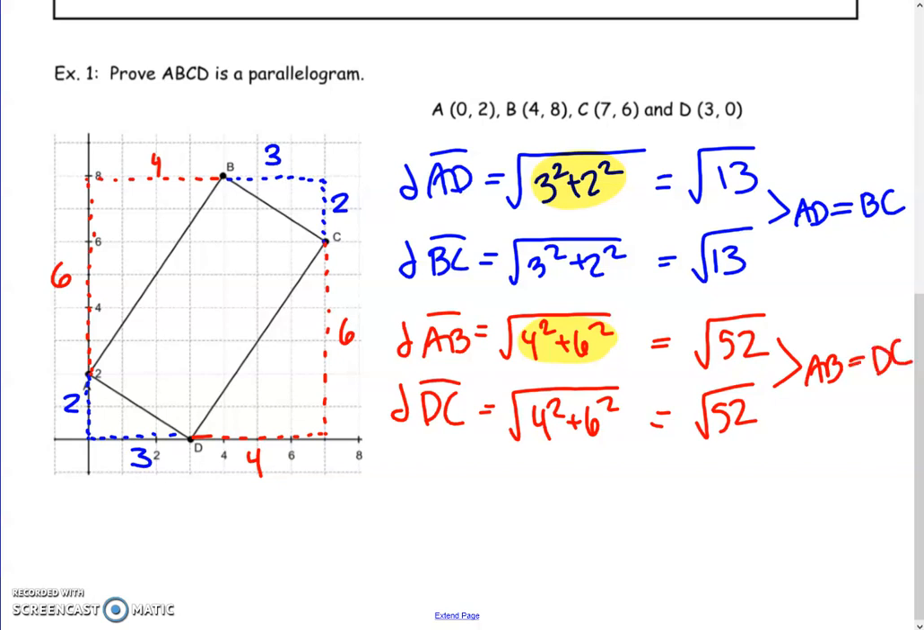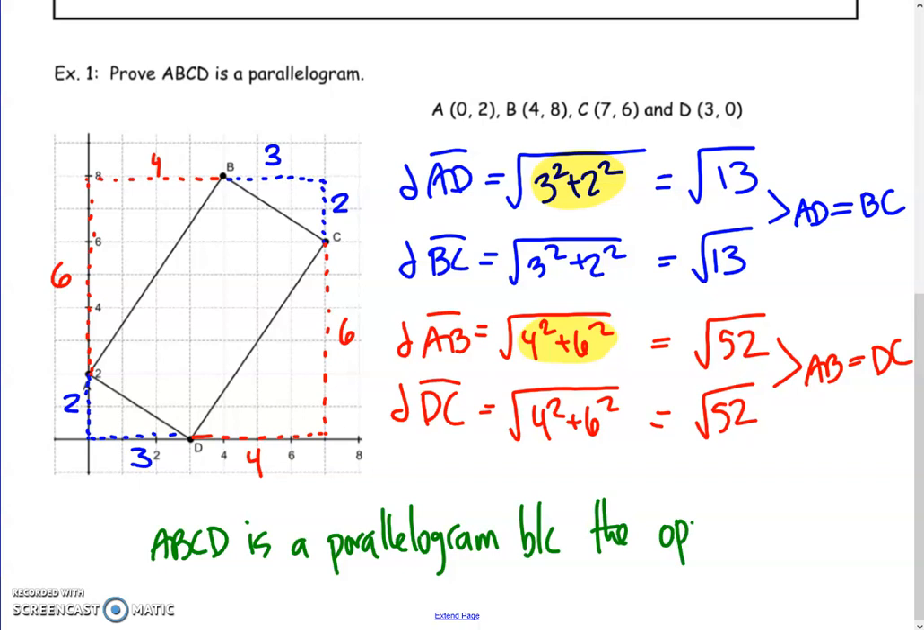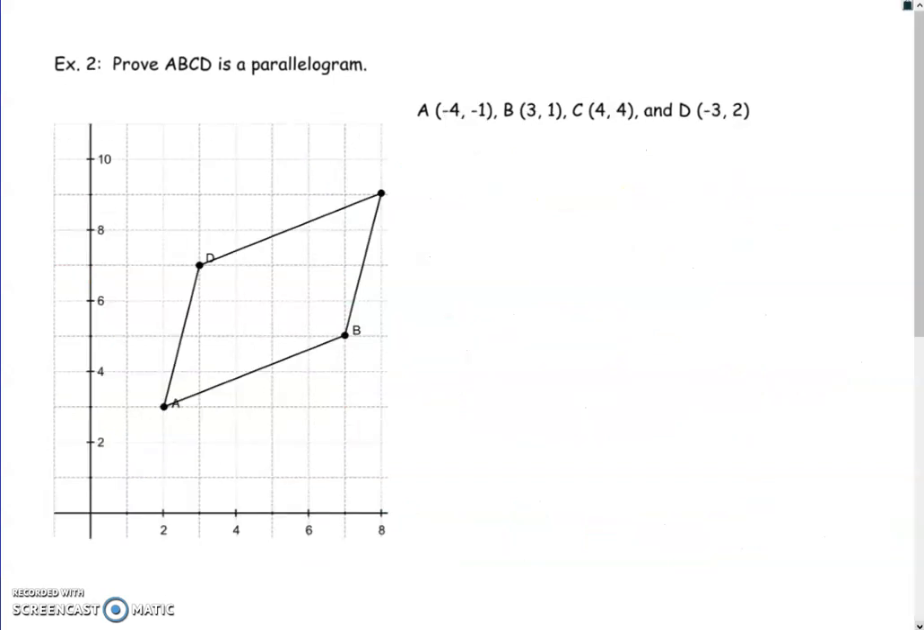And finally, for all proofs, we end up with a conclusion. ABCD is a parallelogram because the opposite sides, and you can abbreviate opposite, are equal. And that's the proof.